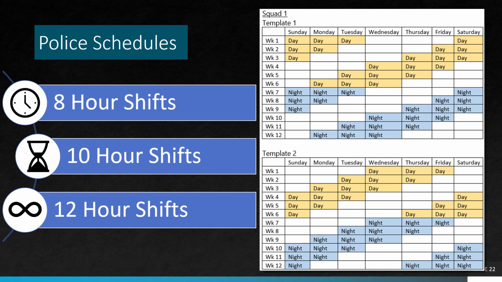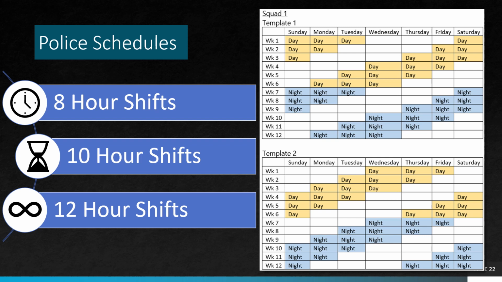But considerations need to be made for, if it's night shift, the propensity to be tired. If you have, let's say, a young officer that has young children at home and they're trying to sleep during the daytime when the kids are now waking up, there's a great deal of supervision and understanding of, is this officer getting the type of rest that they need to be productive during the daytime or the nighttime when they're working.